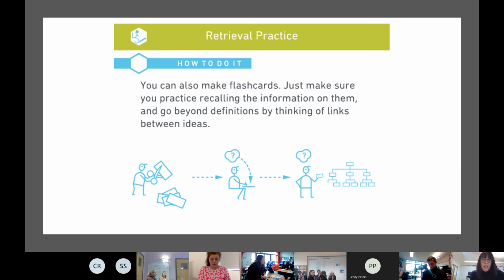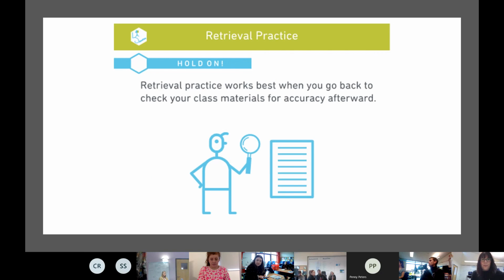You can also make flashcards. Just make sure you're practicing recalling the information on them and go beyond the definitions by thinking of links between ideas. So flashcards, again, our graphic organisers. So your graphic organiser that you have up in your classroom that the children are adding to, and also the ones that they have in their individual books, like for example, their history book, every time they're adding to it, tracing through. This is all retrieval.